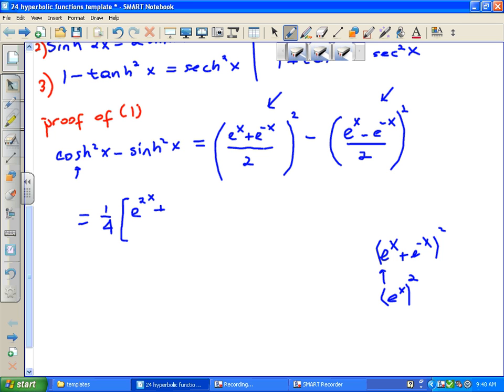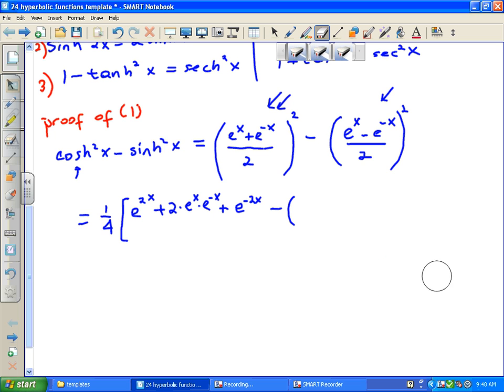Then the second term will be 2 times the first and the second. The first is e to the x. The second one is e to the negative x. And the last one should be what, when you square this one? E to the negative 2x. Once again, power of a power, you multiply the powers. Okay, minus the remaining ones I'm going to put in parentheses. But don't forget to distribute my negative sign. Okay, now we're distributing this, that binomial over there.